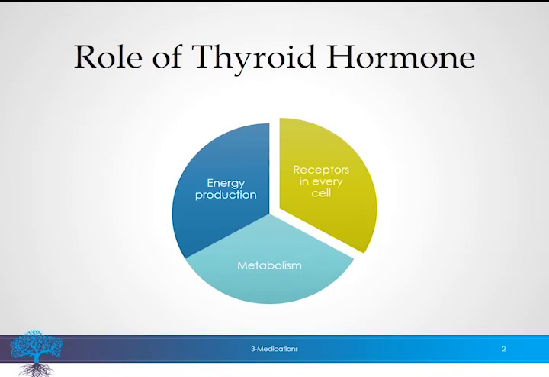Thyroid hormone plays a critical role within our body. Thyroid hormone has receptors in every single cell. This is very, very critical, and this is part of the reason why thyroid symptoms, especially when you have an underactive thyroid, can be so nonspecific. It seems that every single system is impacted by thyroid hormones. That's because every cell has thyroid receptors, so this makes perfect sense. The main roles of our thyroid gland are to produce energy and to help us with metabolism.